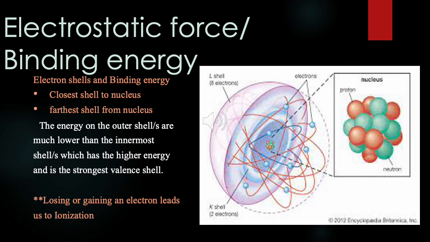If you see the farthest shell from the nucleus on this image, those are going to be the weakest. The closest shell to the nucleus is going to be the strongest. When we lose or gain an electron, it leads us to ionization.